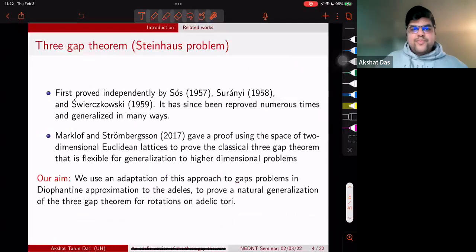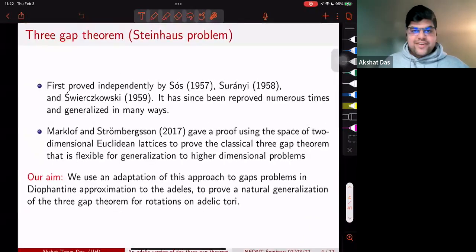And this theorem was first proved independently by 3 different authors in the late 1950s. And from then onwards, it has been reproved a lot of times and also generalized in a lot of ways. The one proof that we are interested in was actually given by Dr. Marklof, who I am happy is here, and Andrew Strömbergsson. And this was given in 2017, where they reprove the classical version of the three-gap theorem using the space of two-dimensional Euclidean lattices. So the advantage of this approach is that we can then use this to generalize things in higher dimensions. So this is a nice approach to gaps problems in Diophantine approximation.